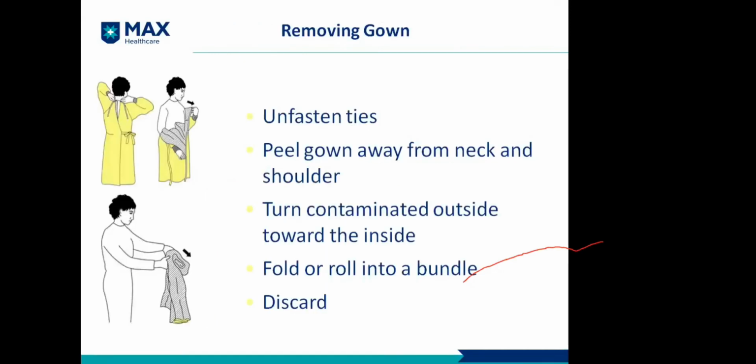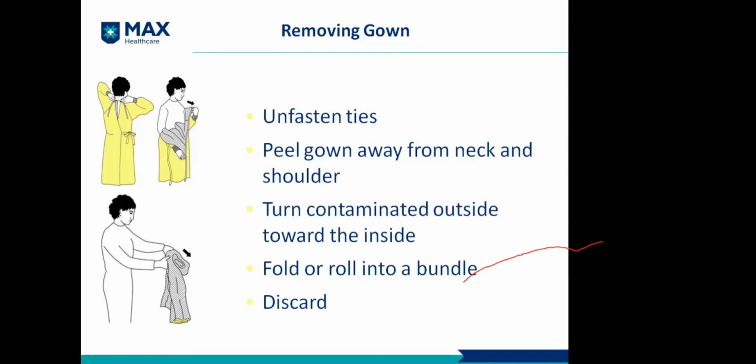Then the other part is removing the gown. Now, how do you have to remove the gown? You have fastened the ties at the backside, so you unfasten the ties, then peel the gown away. You have to take out the upper portion of your gown and take it from the neck, then take it from the shoulder. And while doing so, you should try to roll the inside surface.